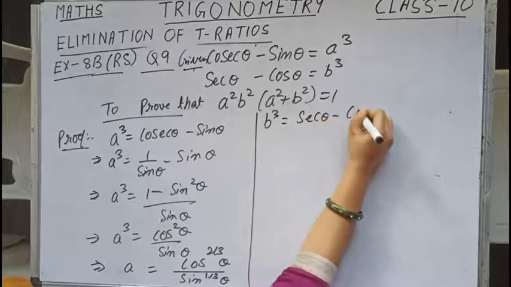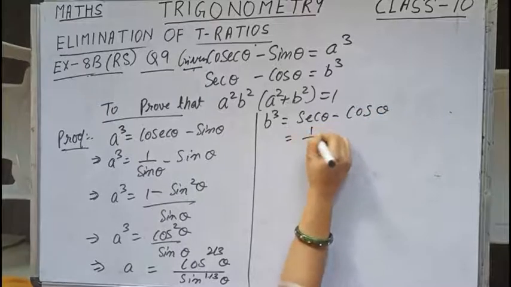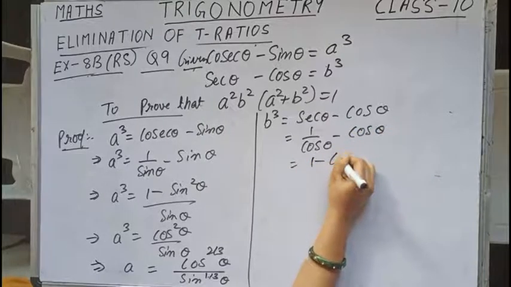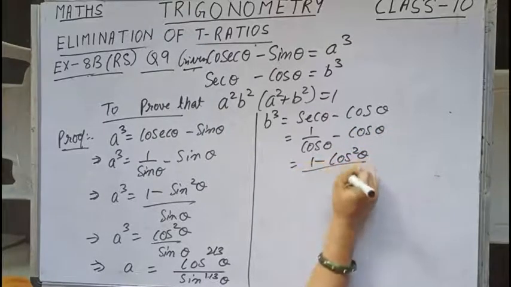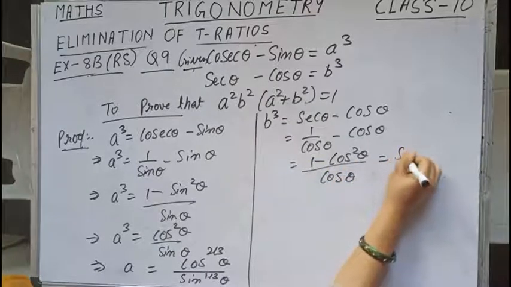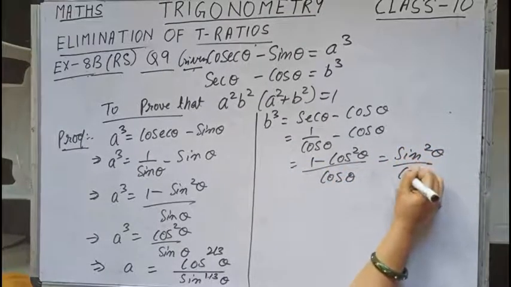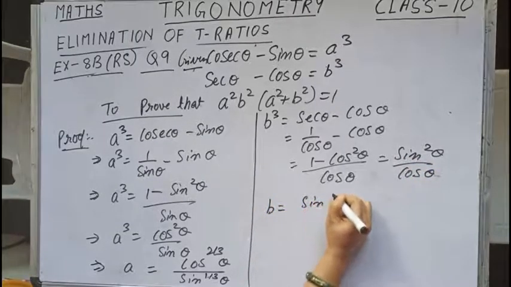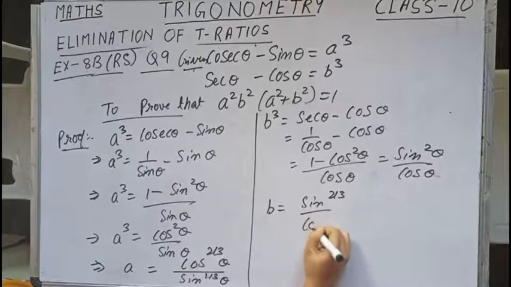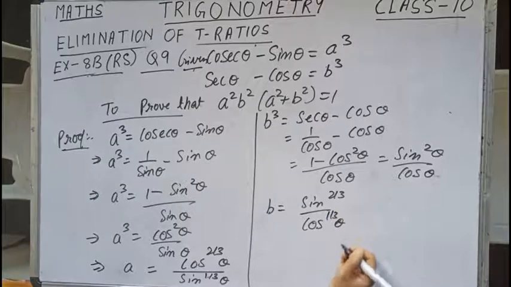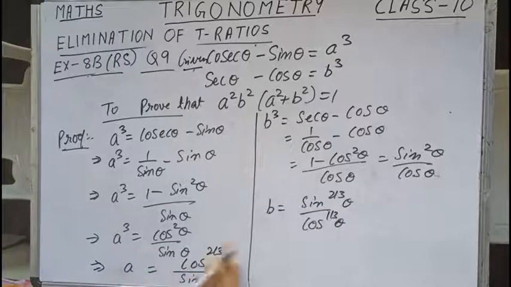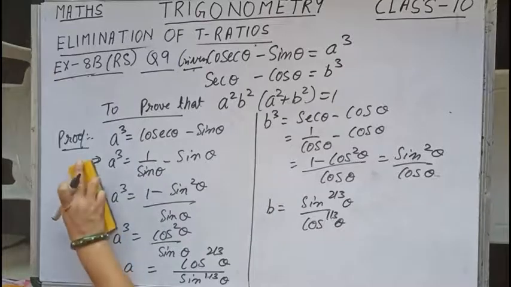Similarly, b cube equals sec theta minus cos theta. So we are getting 1 by cos theta minus cos theta, equals (1 minus cos square theta) divided by cos theta, equals sin square theta by cos theta. So this we are getting b as sin power 2 by 3 theta divided by cos power 1 by 3 theta. Now we are getting the value of a cube, b cube, a and b. These all will be substituted in LHS. So let us start with LHS now.